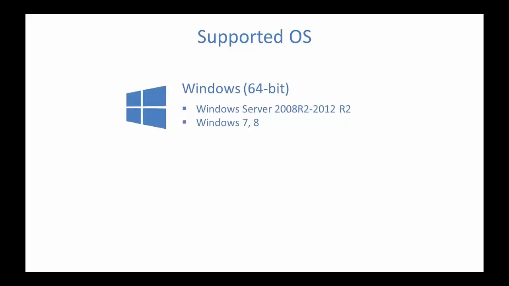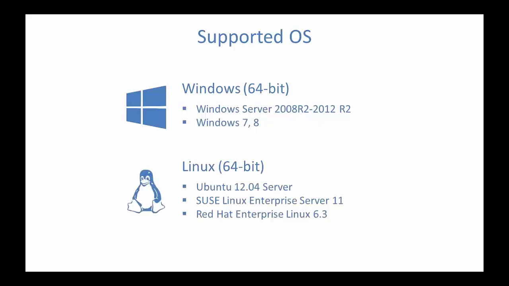As for supported operating systems, we of course support Windows as an installation platform. NAKIVO Backup and Replication can install on Windows Server or on a desktop version of Windows. By the way, the desktop version is not only Windows 7 and Windows 8, it's also Windows 10. As for Linux, we support Ubuntu, SLES and Red Hat Enterprise Linux. And please be aware that all supported operating systems must be 64-bit. We do not support 32-bit operating systems for installation.